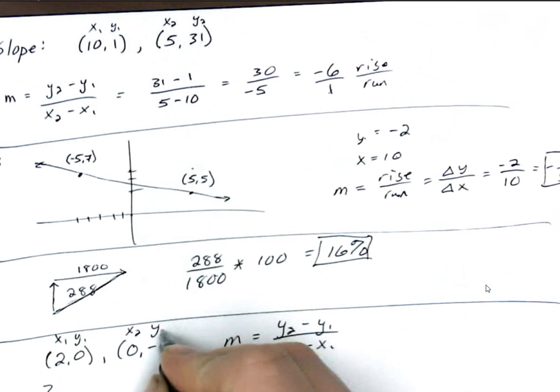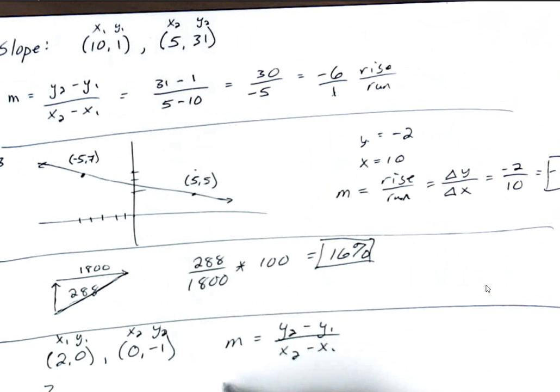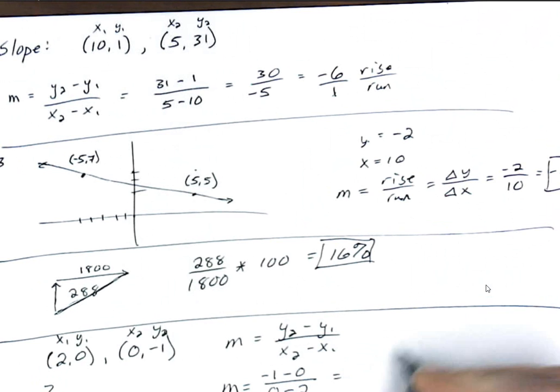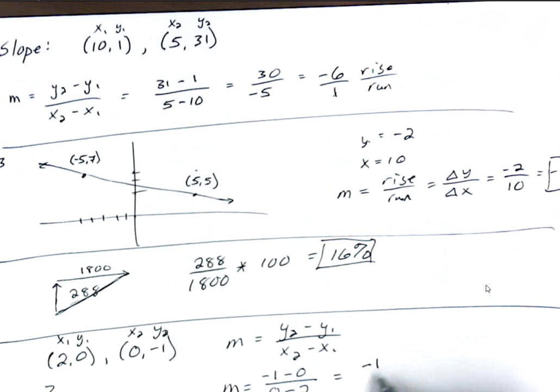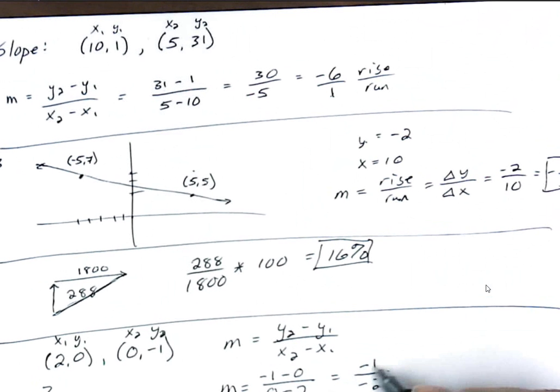So m is equal to negative 1 minus 0 over 0 minus 2. Negative 1 minus 0 is negative 1. 0 minus 2 is negative 2. The two negatives are positive. My slope is 1/2.